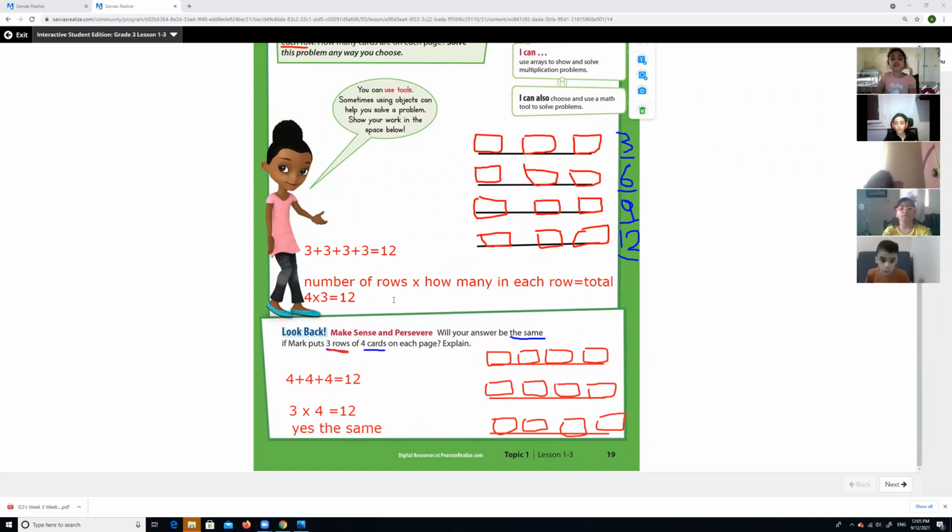Okay, also, teacher, I highlight this. Highlight the rule. Number of rows times how many in each row equal total. This is the rule we use for arrays. Okay, I finished. I turned to page 20. Excellent. Okay, so now all of you open page 20.